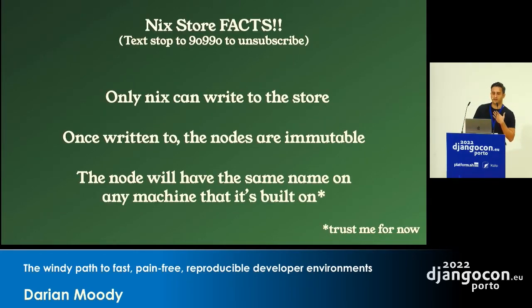So, some facts about the store that will help you understand how it acts. Only Nix can write to the store. It is a special zone, untouchable by anything else. Once a node is written, it's immutable, so it can never change. The node will have the same name on any machine that it's built on. You just have to trust me on that for now.